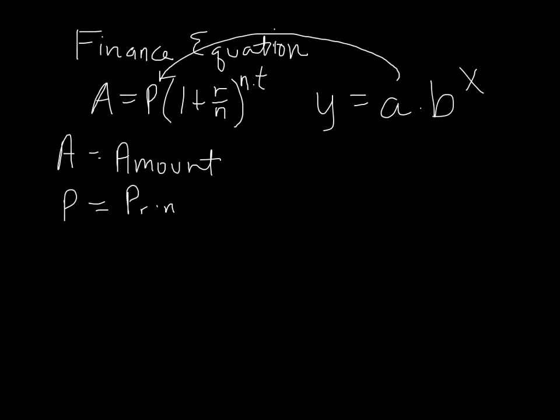This is the principal investment. If you have $1,000 and you want to put it in the bank, that would be P. The 1, that is standing for the 1 or 100% that you're adding. So it is always a growth. R is the interest rate.